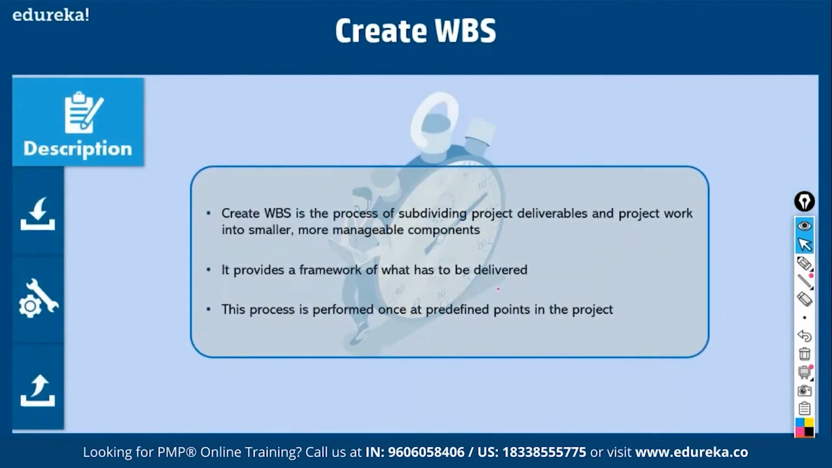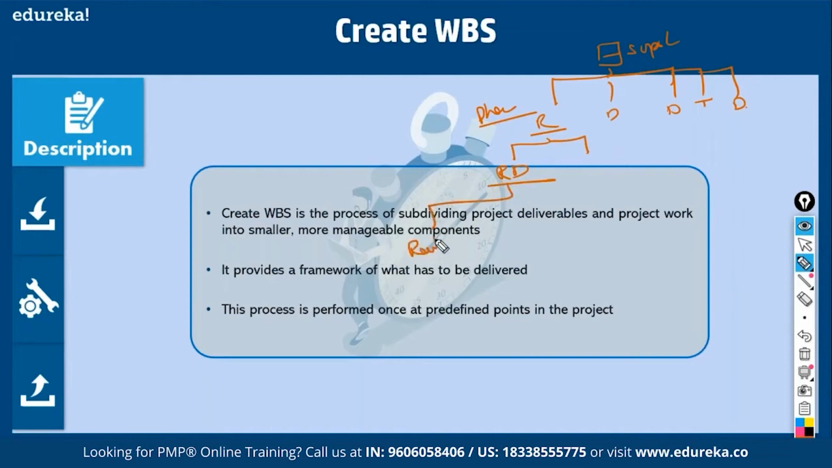See, this is a process of subdividing project deliverables and project work into smaller, more manageable components. It provides you a framework. For example, let us say this is the scope statement. You first break it down into phases. For example, requirements phase, then design phase, then development phase, testing phase, deployment phase. Then from each phase, you define what are the major deliverables. For example, requirement documentation is a major deliverable. Requirement documentation for what? Well, Reuters interface, then Bloomberg interface, then interest rate interface, all the requirement documents, right?